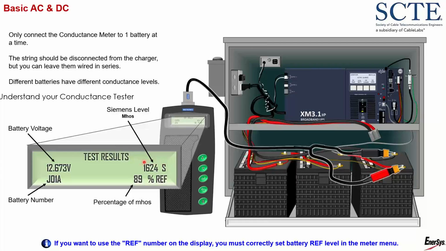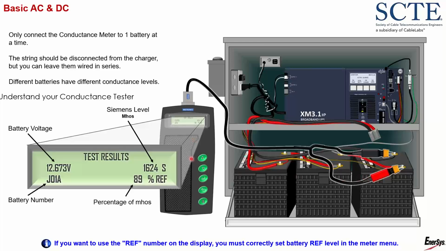The only number you really care about is this S number here. That's the Siemens number of the battery. What you have to know is what the manufacturer's specifications are for replacement value. The other numbers, the voltage, are useful. This number here, which battery number, doesn't really matter. The reference means nothing at all unless you have actually gone into this meter and programmed the battery type you are testing.